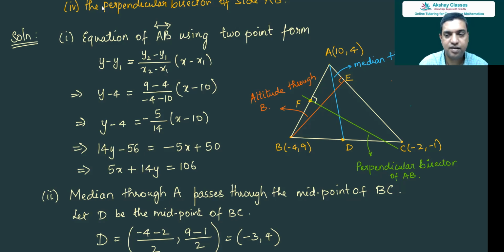M2 will be the slope of the perpendicular bisector. So from there we find M2, the slope of the perpendicular bisector. Then which point does it pass through? Midpoint it is passing through. Yes, very good.